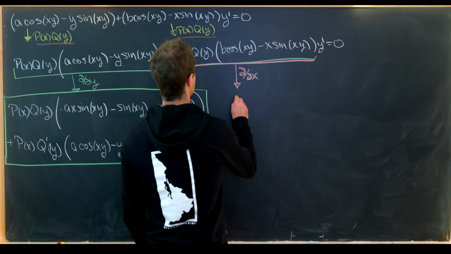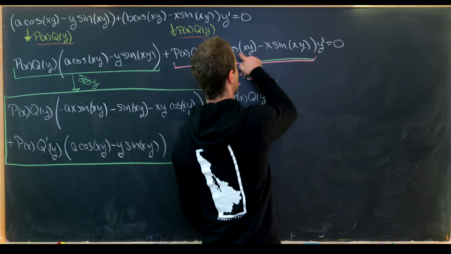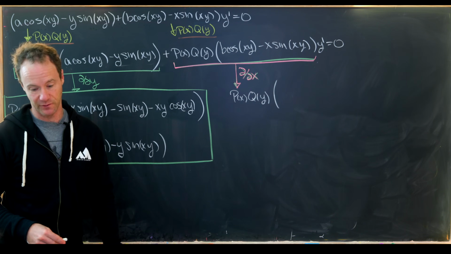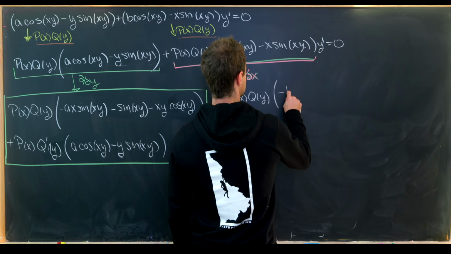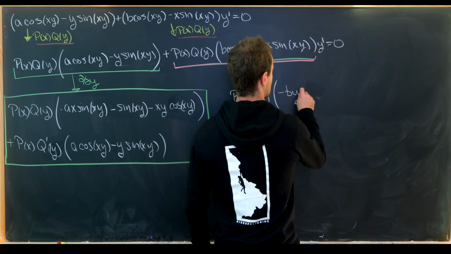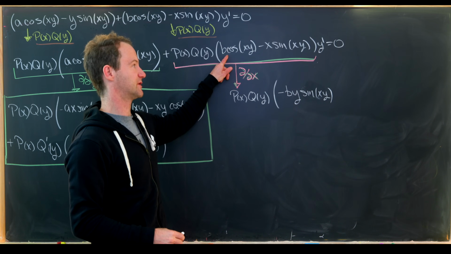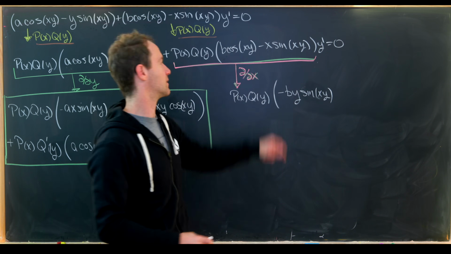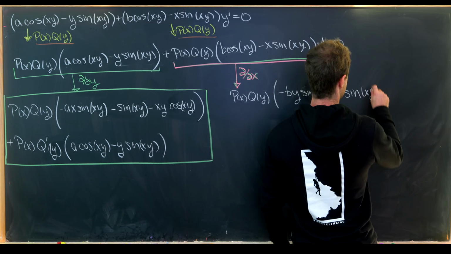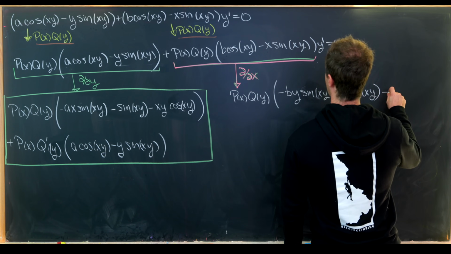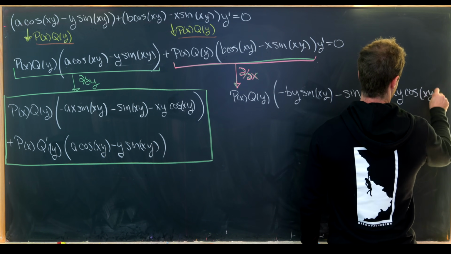So we'll start with this p of x times q of y, and then we'll have the partial of the inside stuff with respect to x. So let's see. That'll give us minus b times y times sine of xy. So that'll be from taking the partial of this with respect to x, and then this will split up using the product rule. We'll have minus sine of xy, and then minus xy, the cosine of xy.